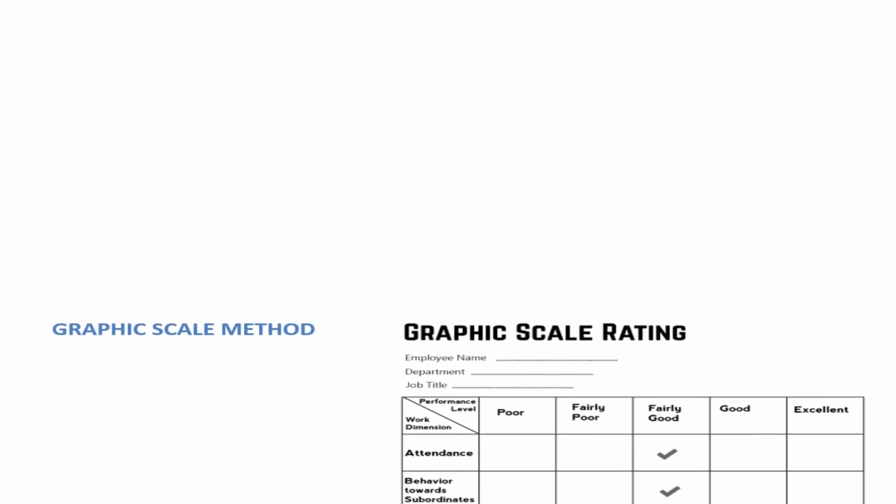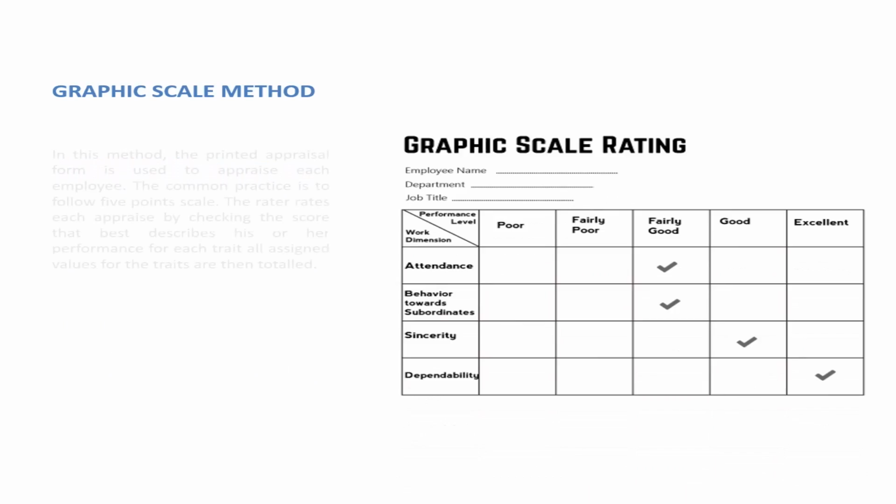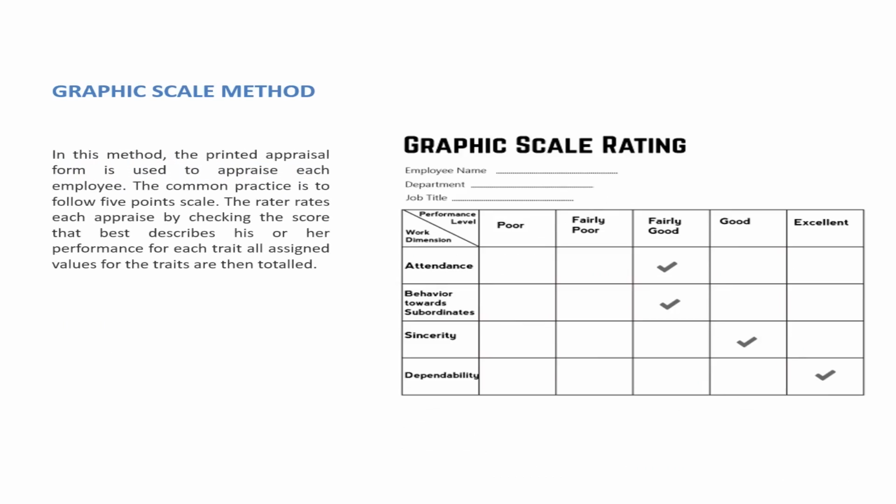Next is graphic scale method. In this method, the printed appraisal form is used to appraise each employee. The common practice is to follow a 5-point scale. The rater rates each appraisee by checking the score that best describes his or her performance. For each trait, all assigned values for the traits are then totaled.